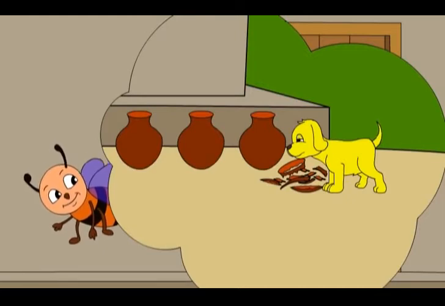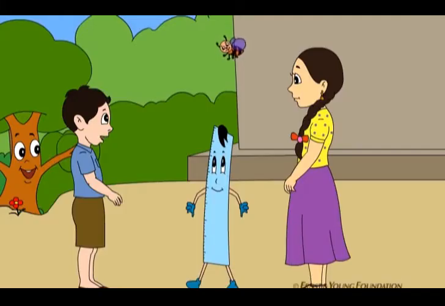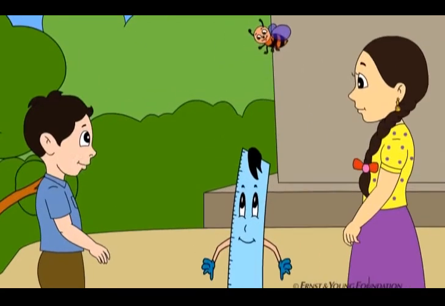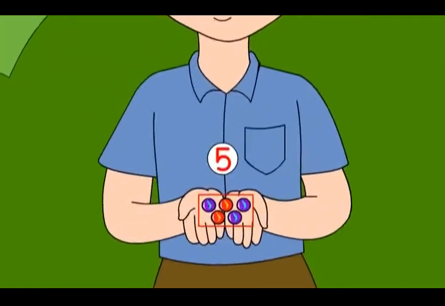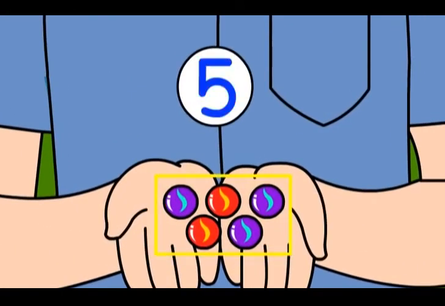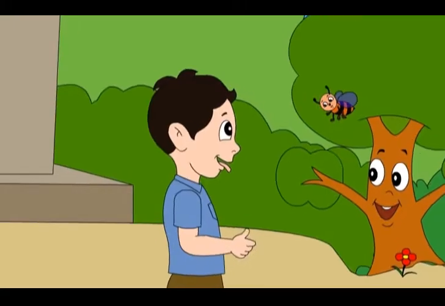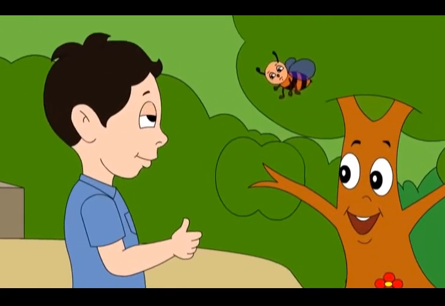Hee hee. I am going to play with marbles. Meenu, do you want to play with me? Cheenu, you have 5 nice colorful marbles. Can you give me one? No, Buzz. I want them. I want to play with them.